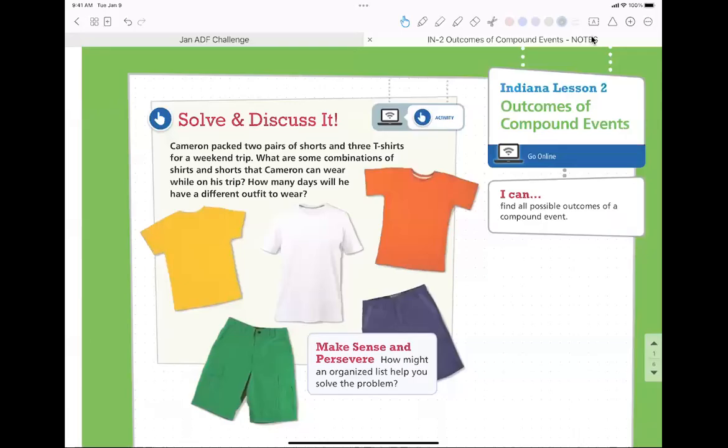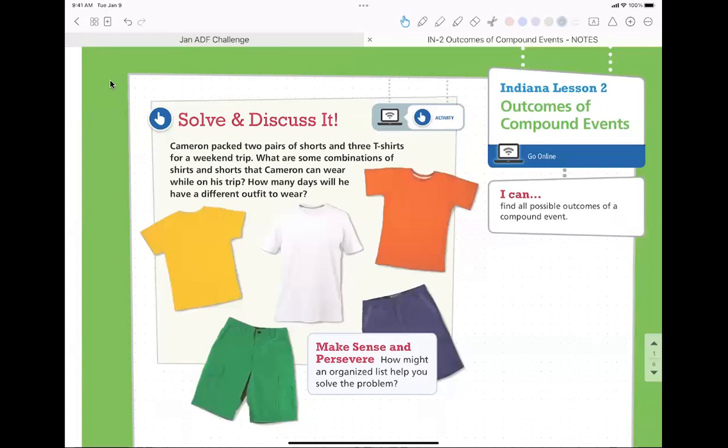All right, so we are going to be working this week on a few lessons that, like I said, are specifically tailored for Indiana standards. And today we're going to be talking about outcomes of compound events. And a compound event, it sounds all fancy, but all it means is more than one event.